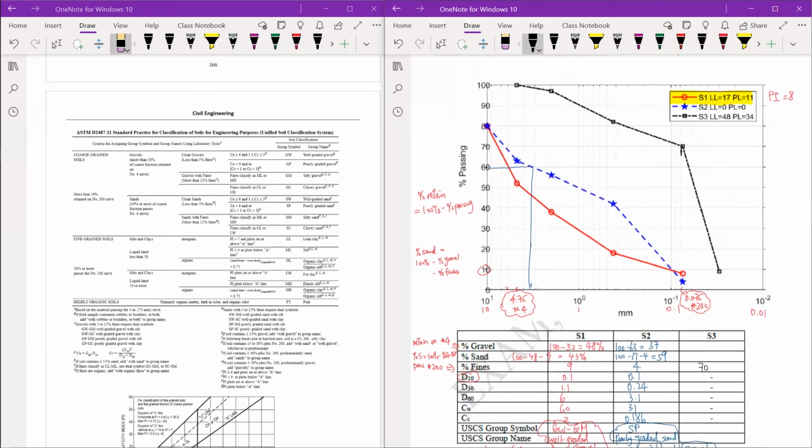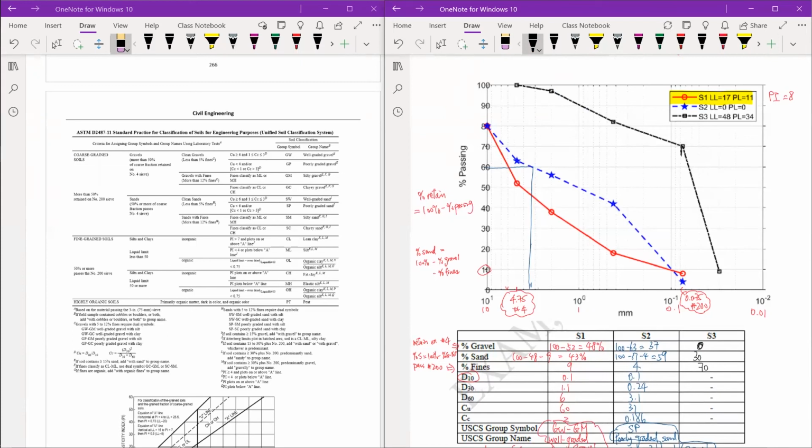And percent gravel, the number 4 sieve is right up here. So this is my number 4 sieve. Pretty much 100% passing number 4, which means there's no soil particles retained on number 4. So that is like a 0% right there. And percent sand will be the rest of the materials. So there will be 100% minus 70 minus 0. So I know I have 30% sand.